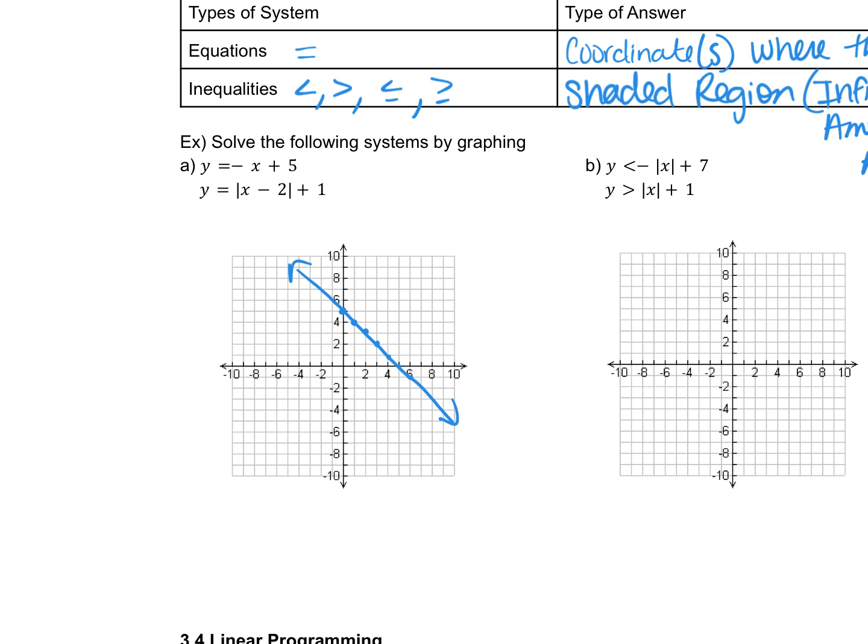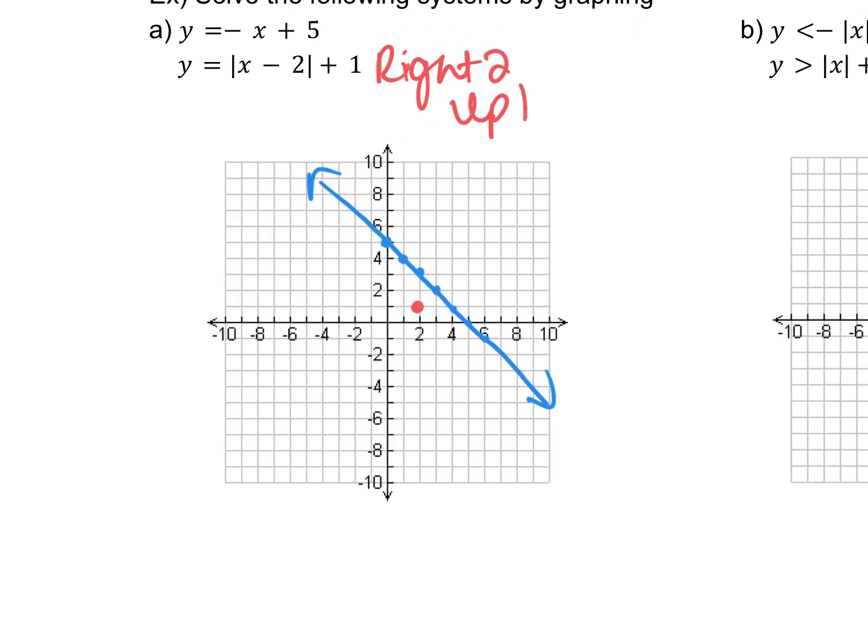Now let's do the absolute value one. So this one looks like it's shifted right 2, up 1. So right 2, up 1. Looks like there is no shrink or stretch, so it's up 1 over 1 in both directions.